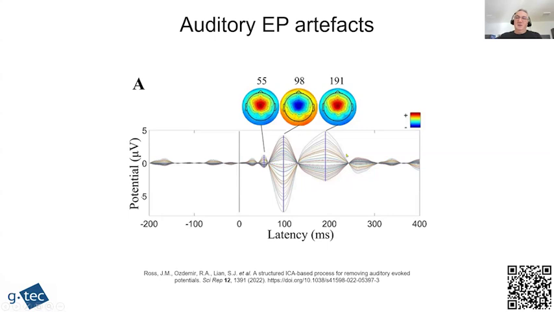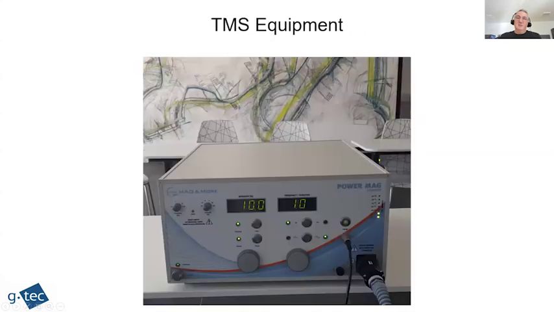So over here in this article, it's described how they use independent component analysis to filter out these EP artifacts. And as you can see, they occur between 100 and 200. So we have N100 and P100 waves that are pretty typical. Then we have our TMS equipment.